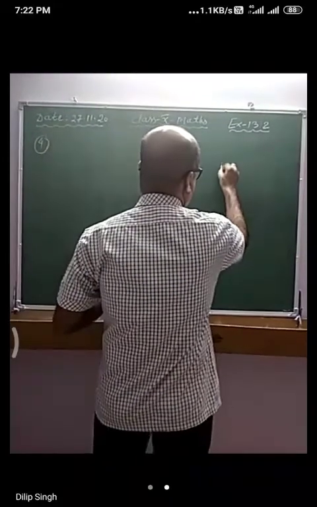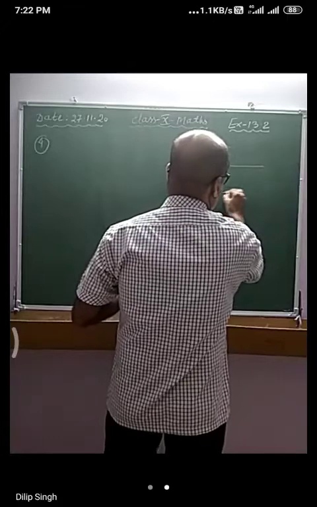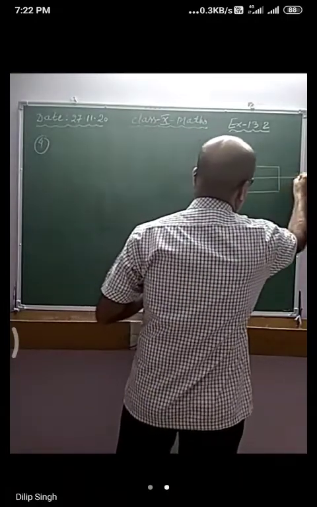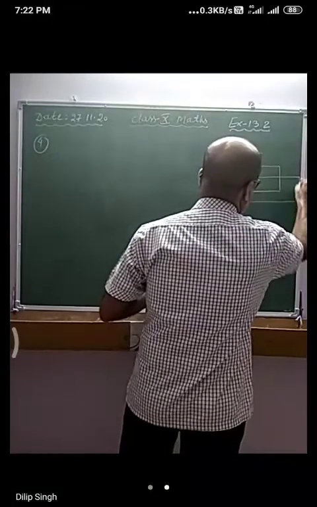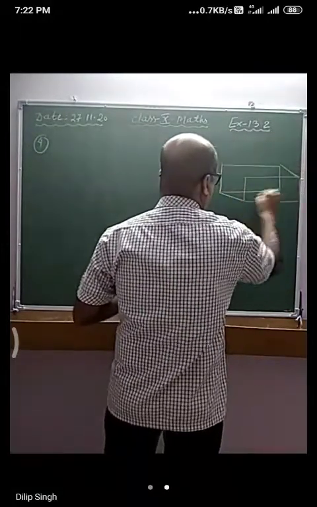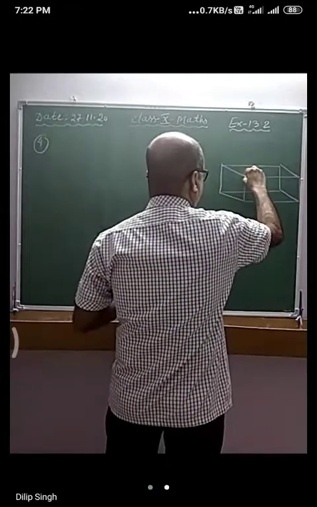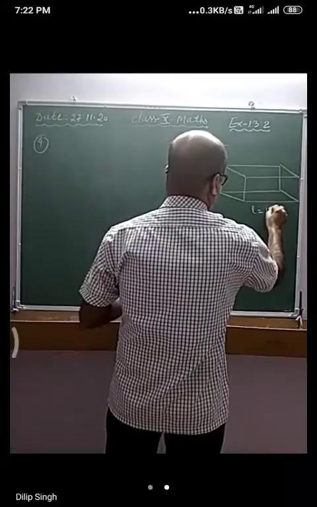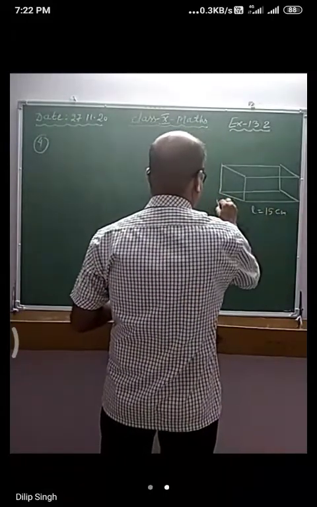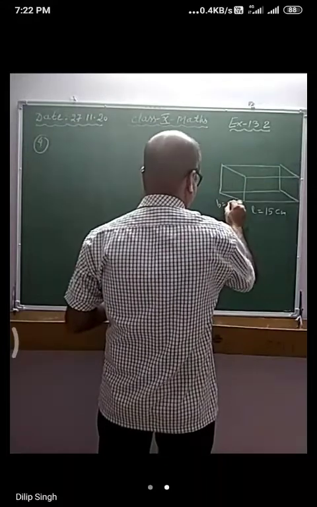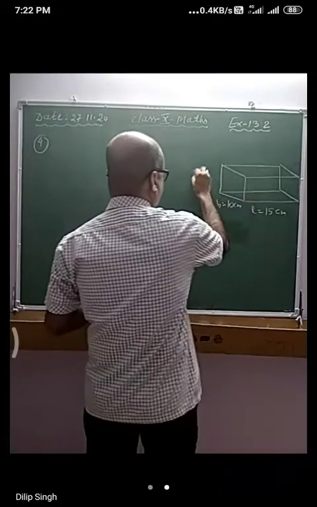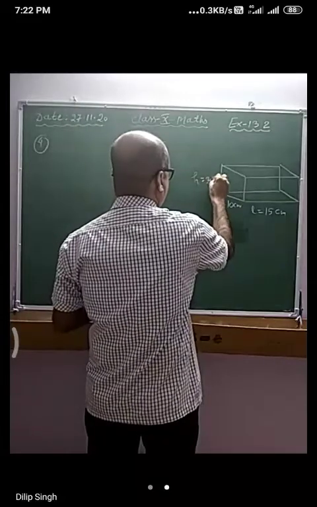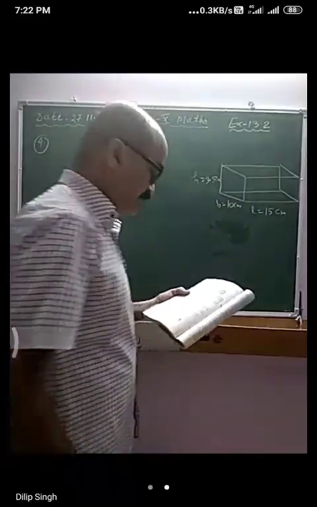There is a cuboidal pen stand, and its length, breadth and height are given. L is equal to 15 centimeter, breadth is equal to 10 centimeter and its height is 3.5 centimeter.